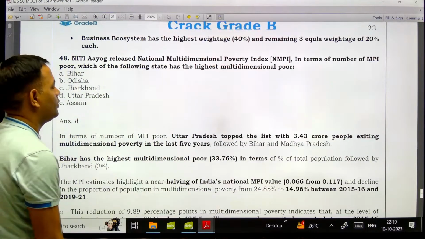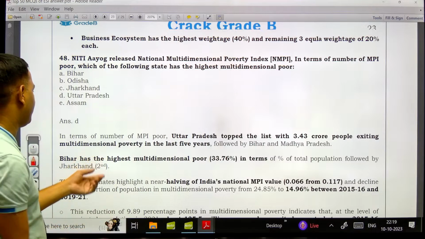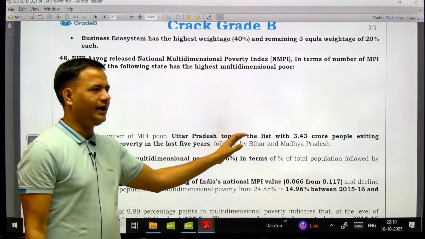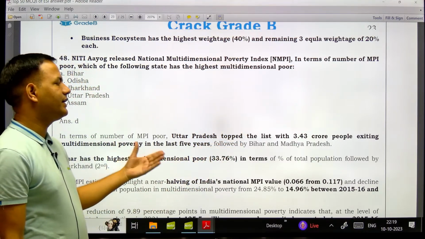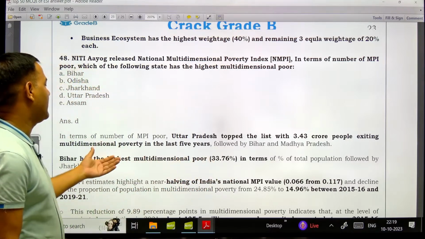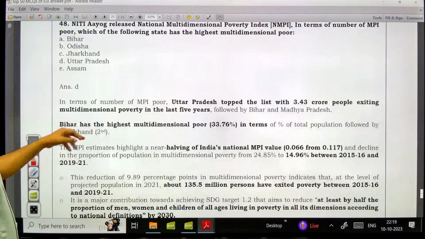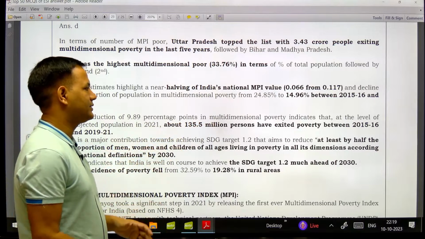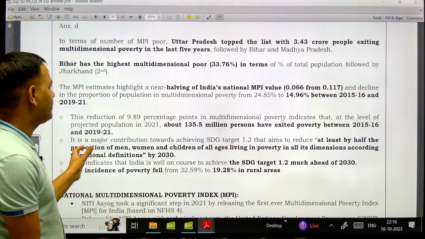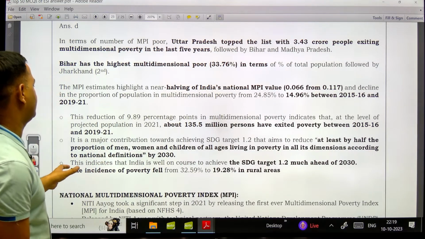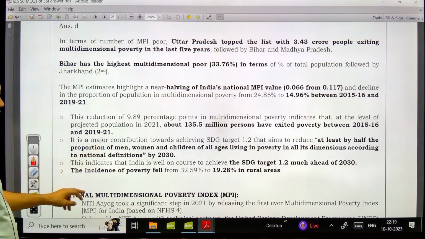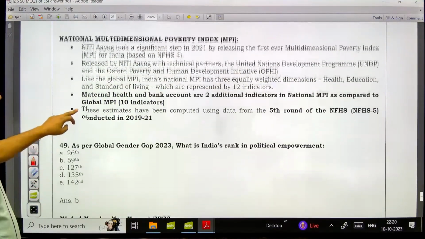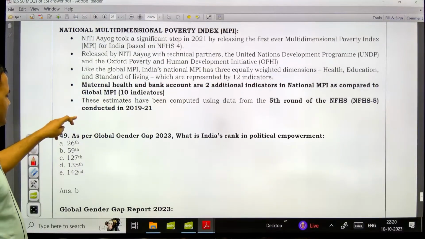And this Uttar Pradesh tops the list, followed by Bihar. If we talk about the total number, then Uttar Pradesh is the highest. If we talk about the percentage in terms of total population, then Bihar is the highest. Bihar has the highest, and these are facts. 135.5 million persons have exited poverty between 2015-16 to 2019-21, and these are the SDG targets. So these are the important facts.